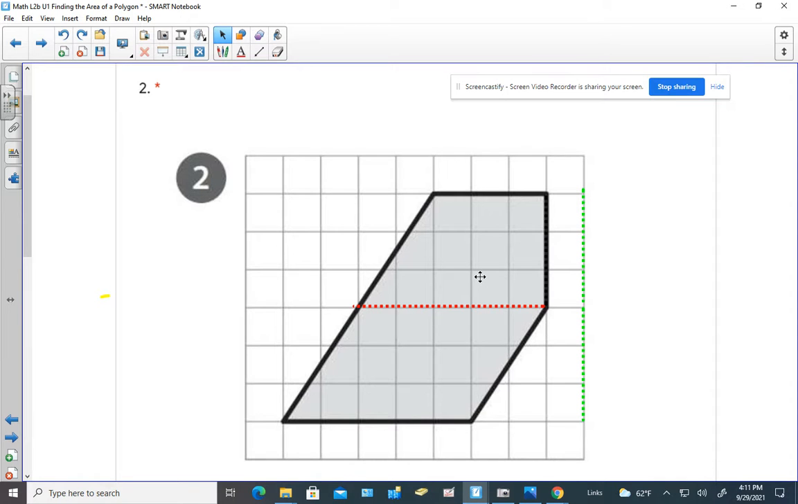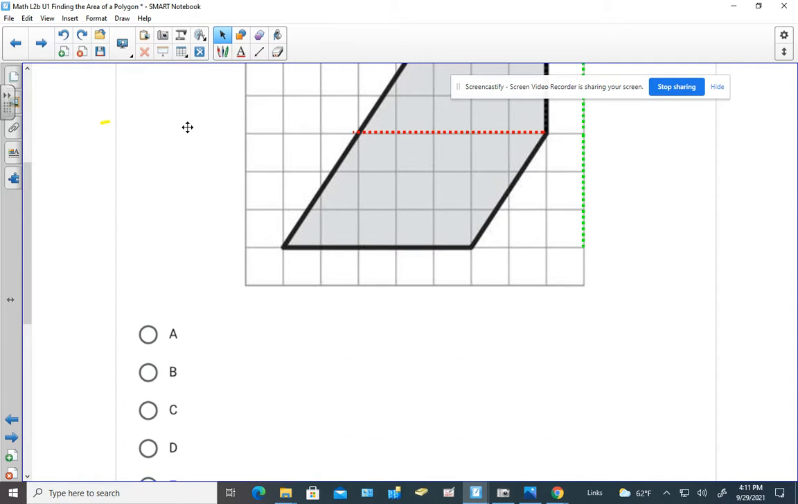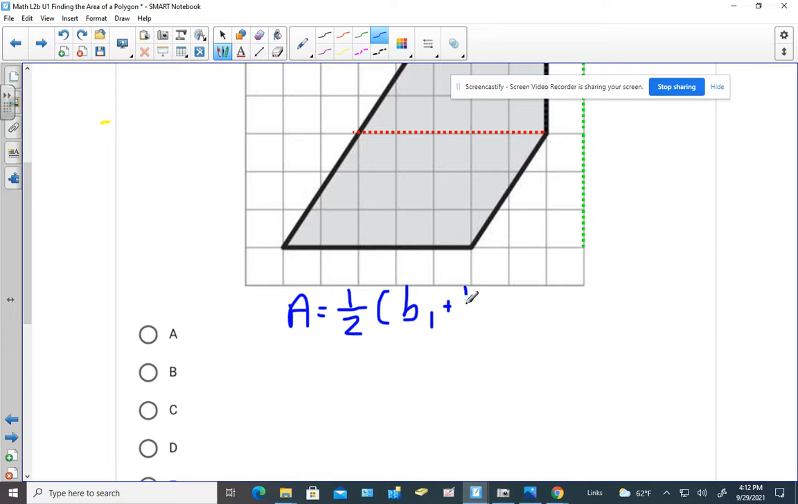So let's write down the formula for area of a trapezoid. I'll write it down here. The formula is area equals half of the sum of the parallel sides, which we call base 1 plus base 2, times the height. Write that down on your piece of paper. Next, we'll substitute the values.